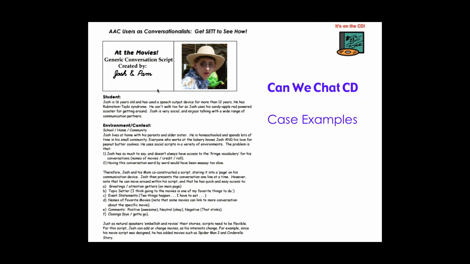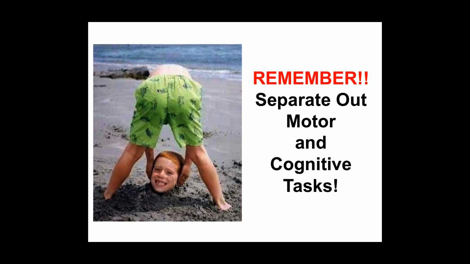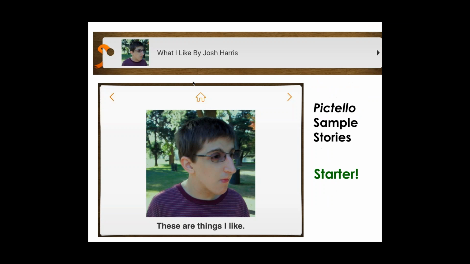So that's just sort of generic talking about movies. But remember, for some of our students, we really need to separate out the motor and the cognitive tasks, because motor tasks can be really hard for kids, and thinking about what you're going to say is really hard too. So what I just showed you works so well for Josh. It might be too hard initially for your students. You might want to make it much simpler.